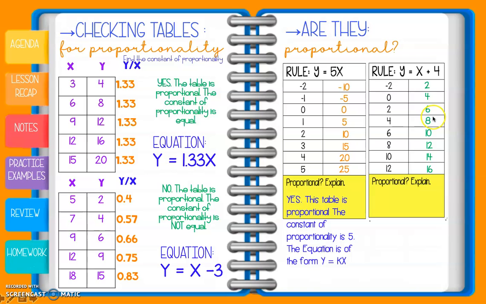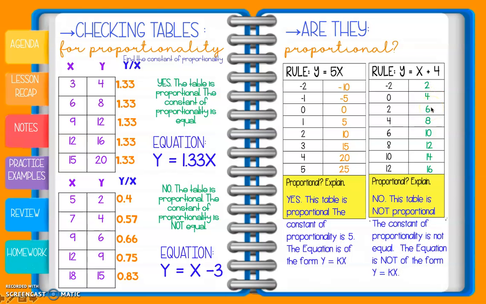Also, I can tell that by looking at our table, our x value would be 0 and our y value would be 4, so it does not go through the origin. So again, there's lots of reasons why this does not represent a proportional table. So no, this table is not proportional. The constant of proportionality is not equal, and the equation is not of the form y equals kx, and we can tell that these ordered pairs would not go through the origin.